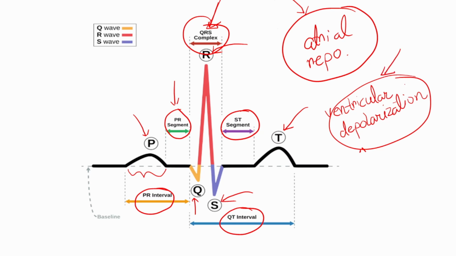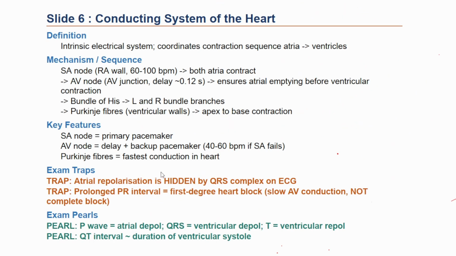Why does it happen? Because the ventricles are massive compared to the thin wall atria, and the electrical signals generated by ventricular depolarization is much larger than the atrial repolarization. Now we can fully understand why it is written that atrial repolarization is hidden by QRS complex on ECG.